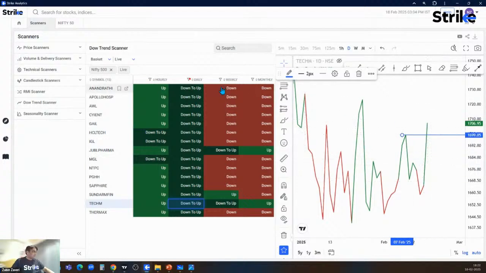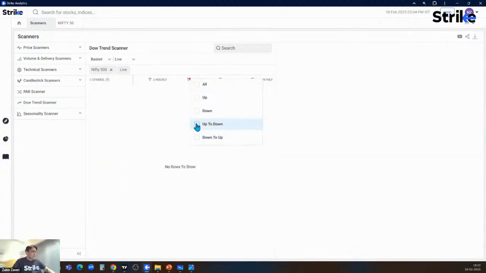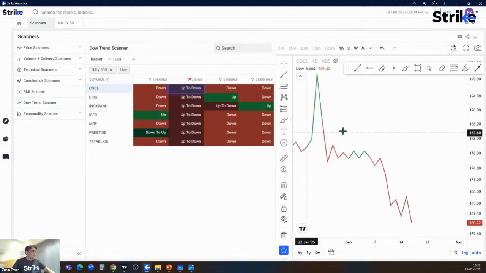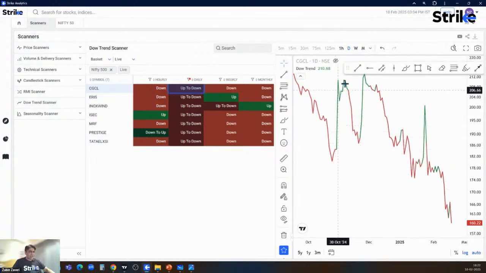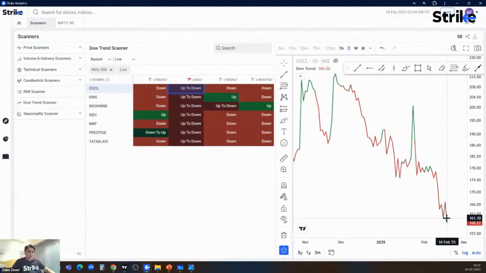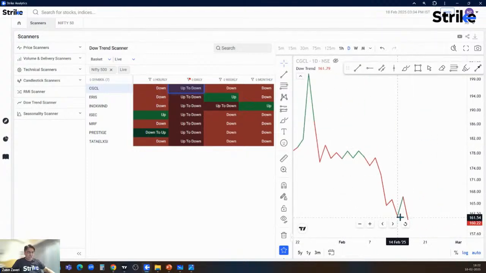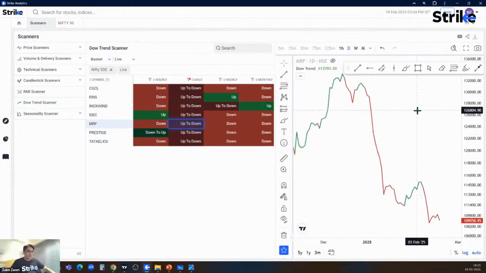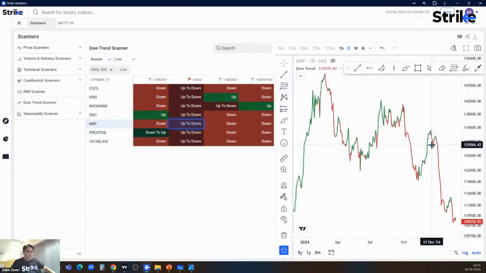Now, one more thing you can do: if your view is bearish, instead of looking at down to up, you can look at up to down. You get a list of around seven stocks where the trend is down. You can see that in this particular CGCL, the overall trend is down, and the previous bottom has also been breached, so the trend is still down. In these stocks, let's look at MRF. Surprisingly, a good stock coming up in a downtrend over here. So it's a major downtrend over here.